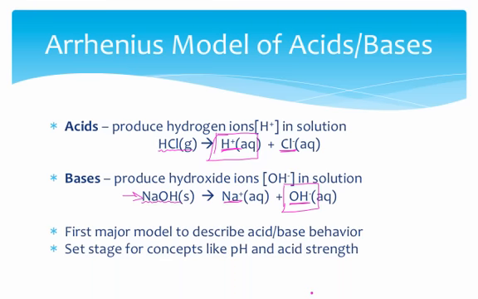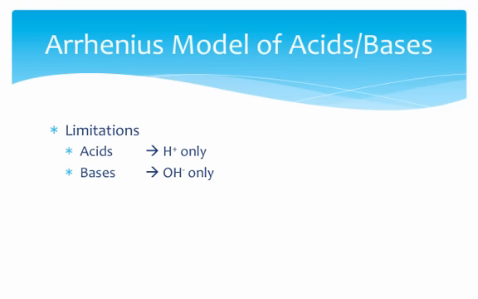As I said already, this is the first major model that is used to describe acid-base behavior. It certainly has its merits, and at the very, very least, it set the stage for concepts like pH and the concept of acid strength, all things we'll talk about a little later on down the road. Now, unfortunately, Arrhenius' model, while a great start to understanding the behavior of acids and bases, has some pretty serious limitations. According to Arrhenius, the only chemicals that can possibly be an acid or a base are the ones that contain these two specific ions.